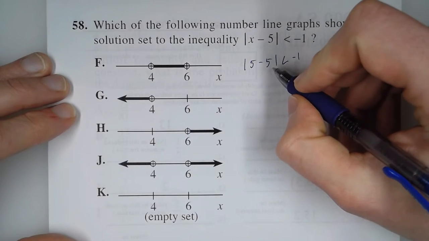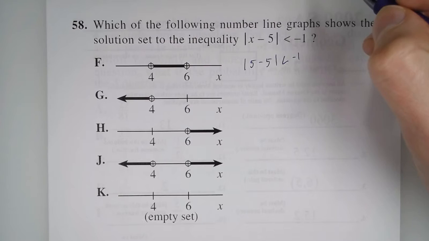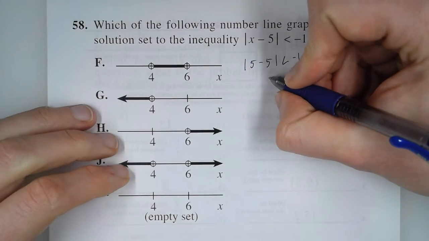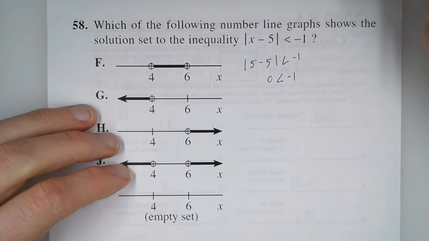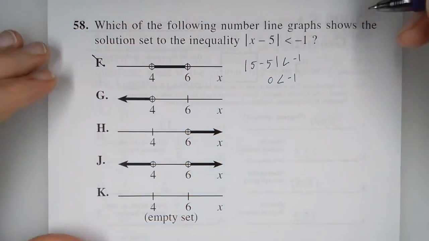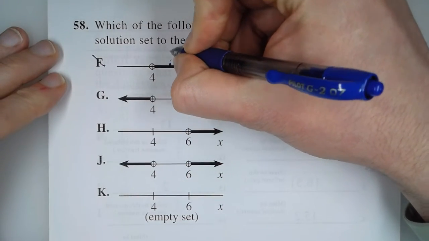So 5 minus 5 is 0. So taking the absolute value of 0 is just 0. Is it less than negative 1? Well, that's not true. So we tried 5 here.